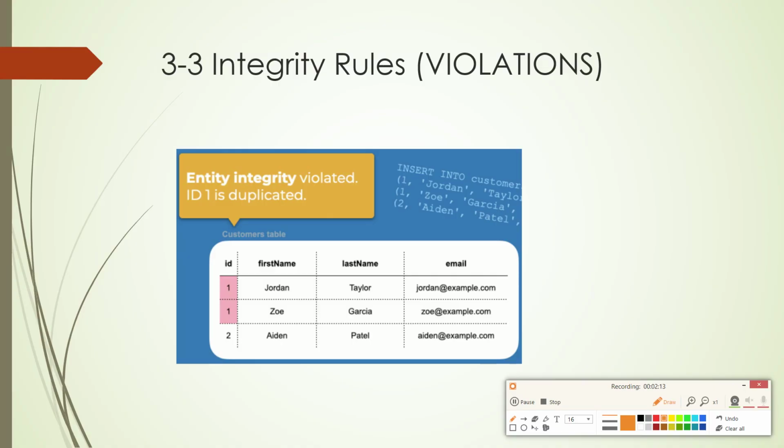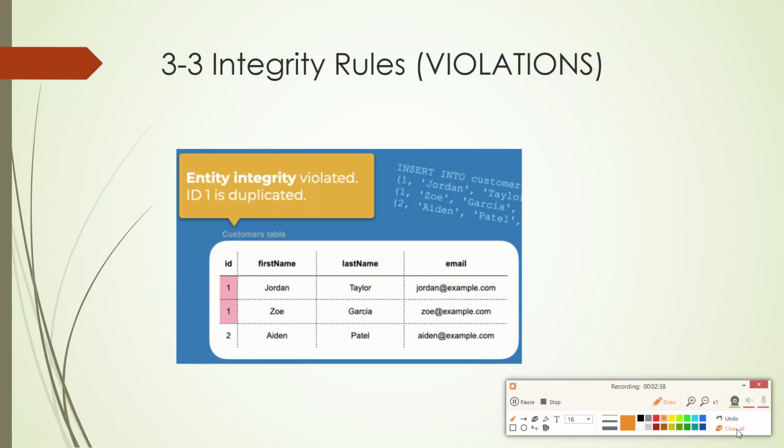Now let's see a few examples of the invalidated primary key rule. This is a customer table and ID is the primary key. But if we check it here, the primary key value is duplicated. For two records, the same value has been added, which is a violation of the first rule of the primary key or entity integrity rule.